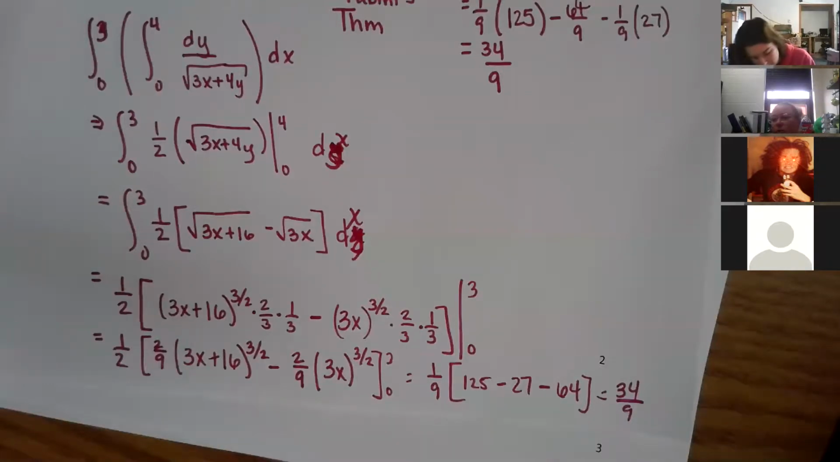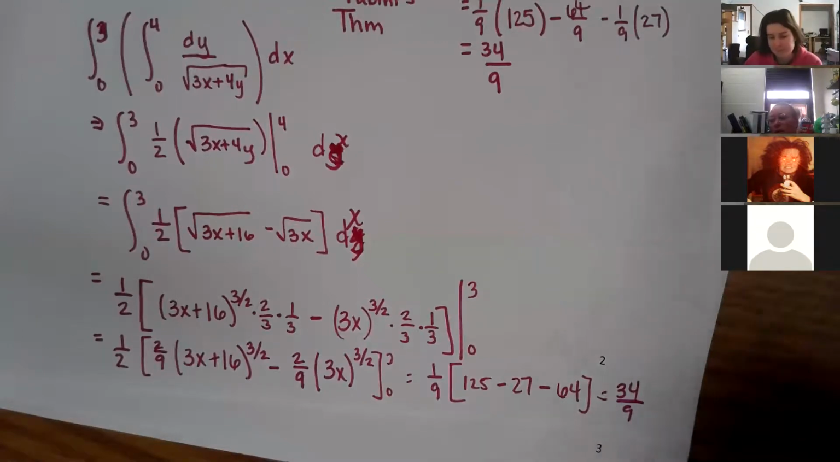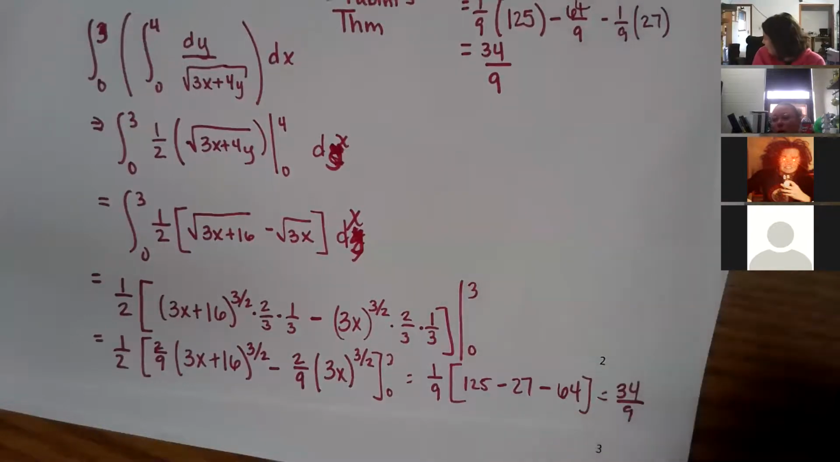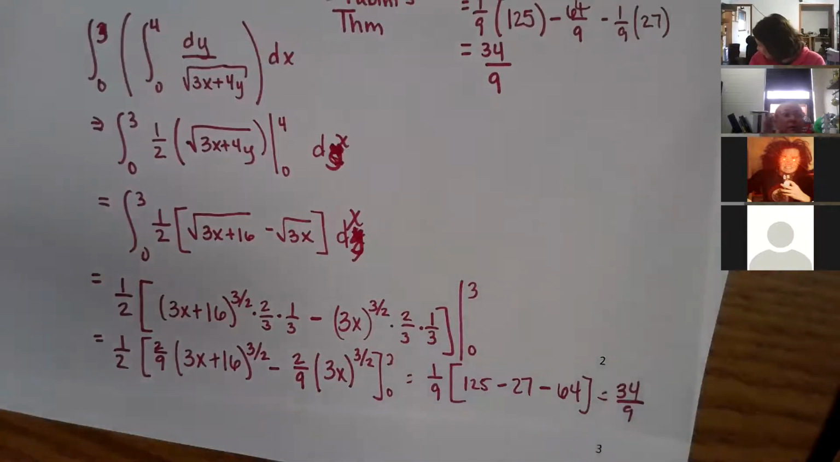So Fubini says that the double integral of a continuous function over some sort of domain or a rectangle, so that means I have bounds for my x's above and below, and bounds for my y's above and below, then I could actually switch them as long as that function is continuous on there.